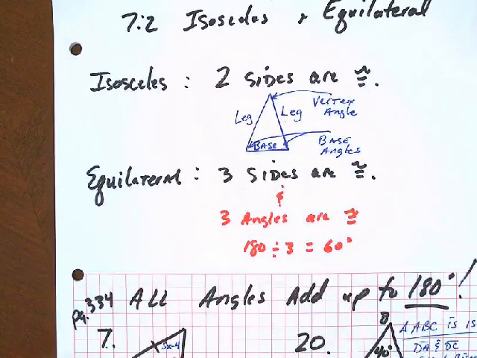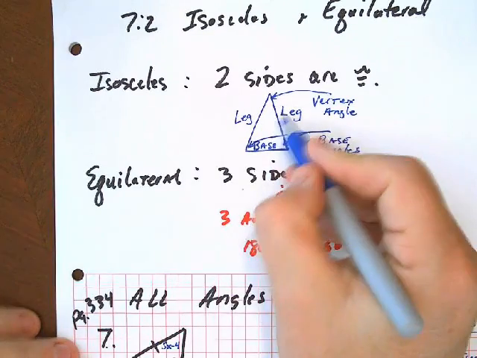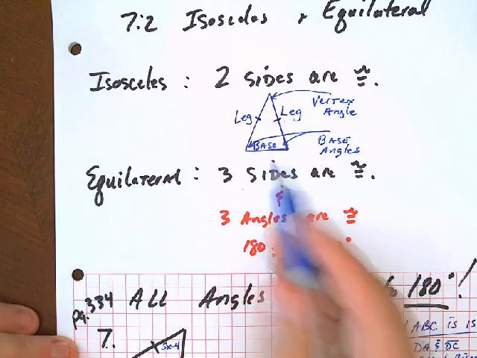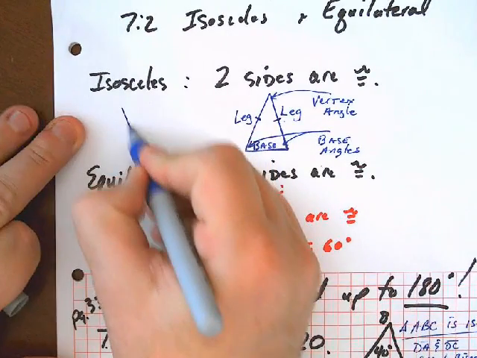Isosceles means that two sides are congruent. This is a review, I know. But now, what does that mean? The parts of a triangle: we have a leg and a leg. Those are the two sides that are the same. Remember, many times we use dashes to represent that. They could be upside down like this.